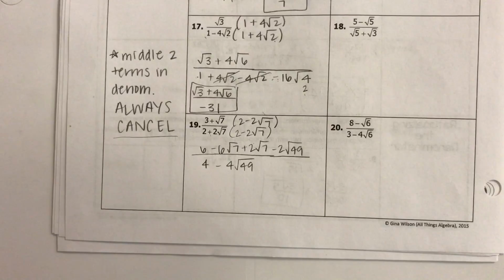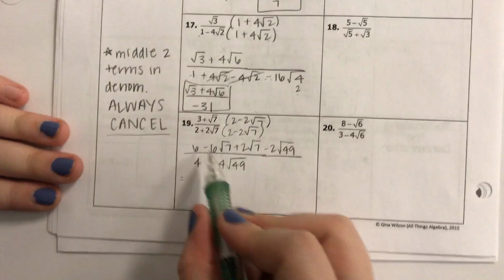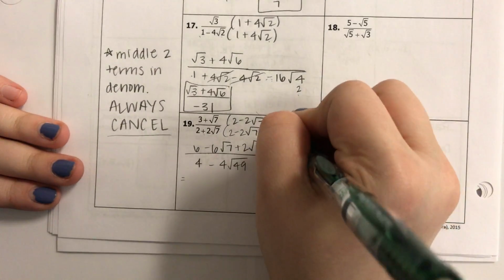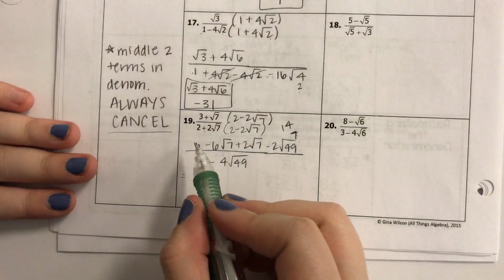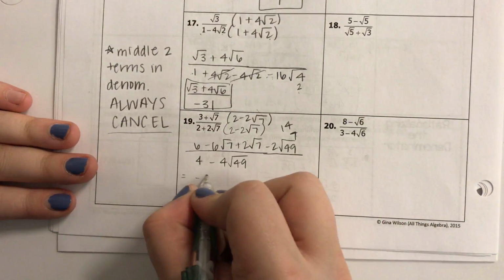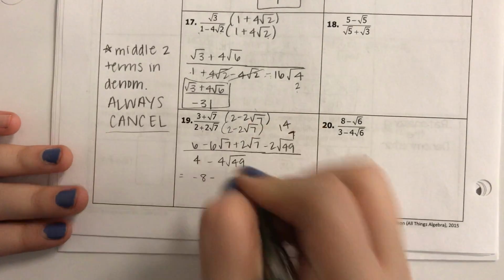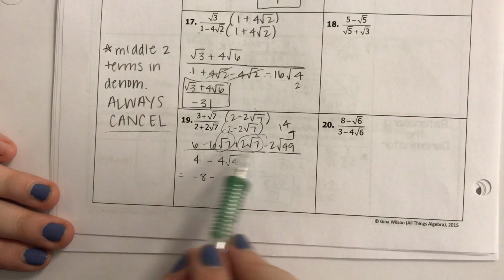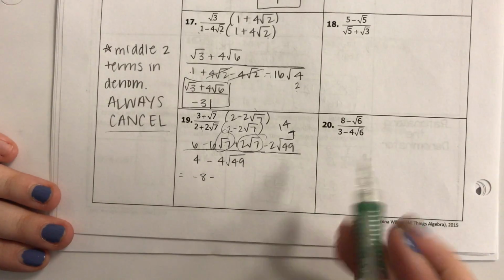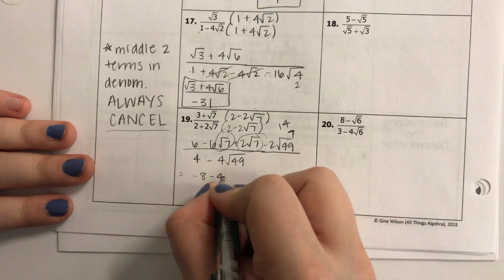Okay, here we go. Radical 49 is 7. 2 times 7 is 14. 6 minus 14 is negative 8. Minus, these two have the same radical and index, so negative 6 plus 2 radical 7 is negative 4 radical 7.